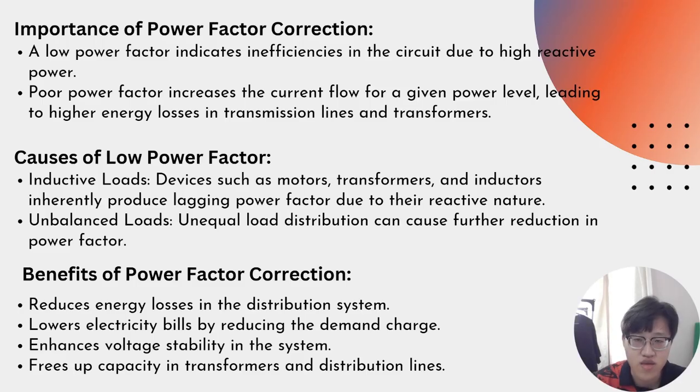Firstly, the importance of power factor correction. A low power factor indicates inefficiency in the circuit due to high reactive power. A poor power factor increases the current flow for a given power level, leading to higher energy losses in transmission lines and transformers. Next, causes of low power factor, like inductive load and unbalanced load.